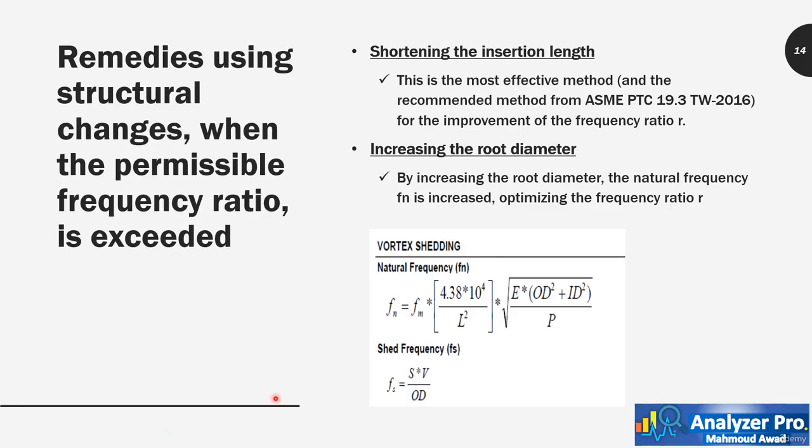Let us check the remedies using structural changes, when the permissible frequency ratio is exceeded. First and most recommended method is shortening the insertion length. It is the most effective method for the improvement of the frequency ratio. Second method is increasing the root diameter. By increasing the root diameter, the natural frequency is increased, optimizing the frequency ratio.